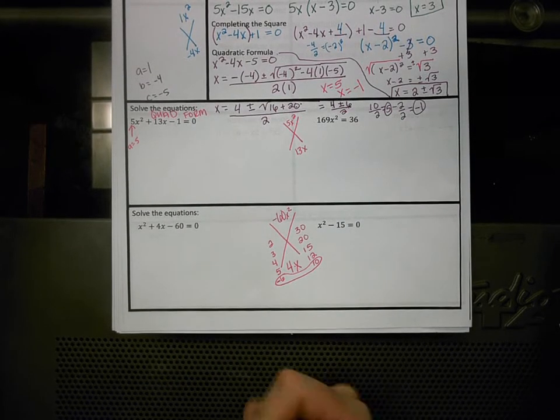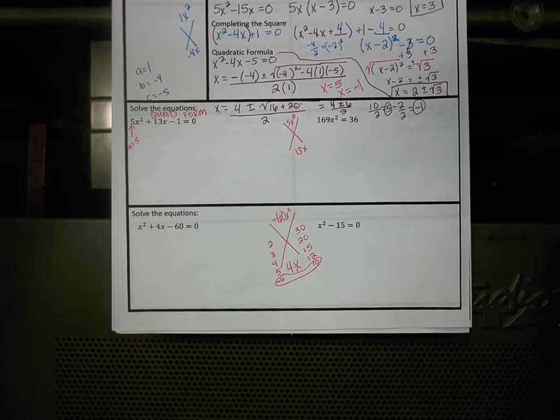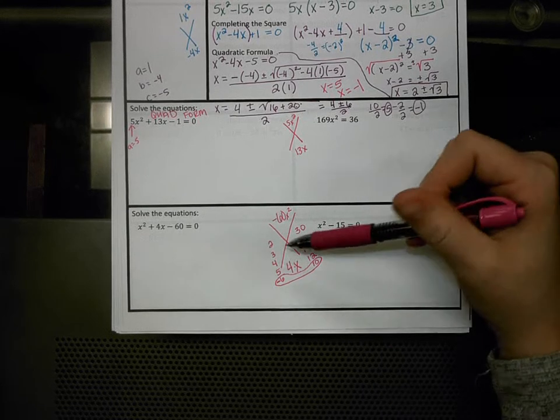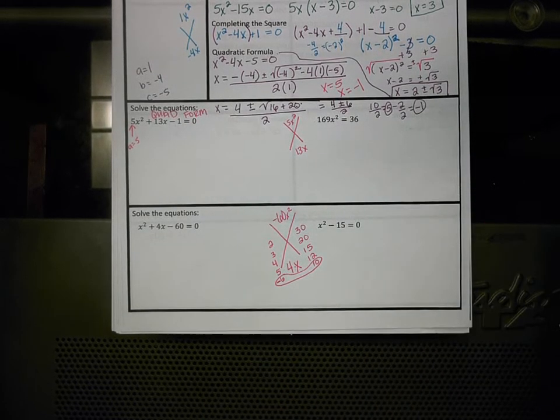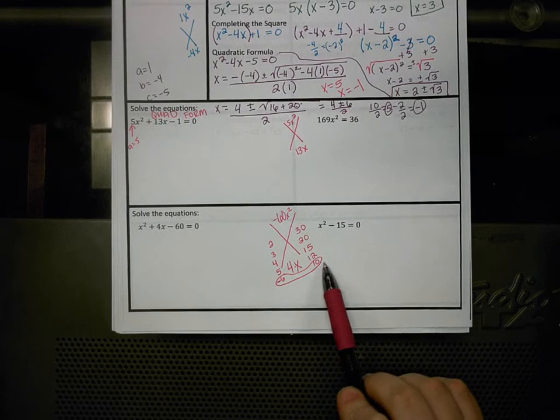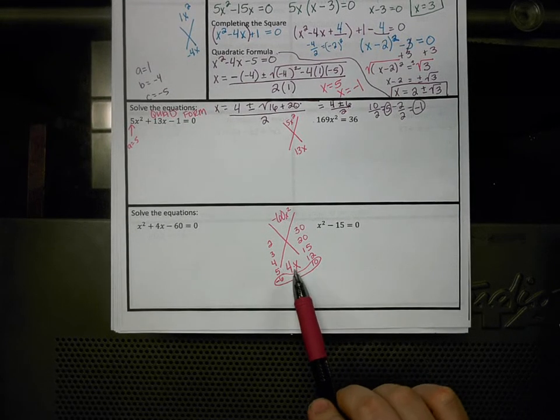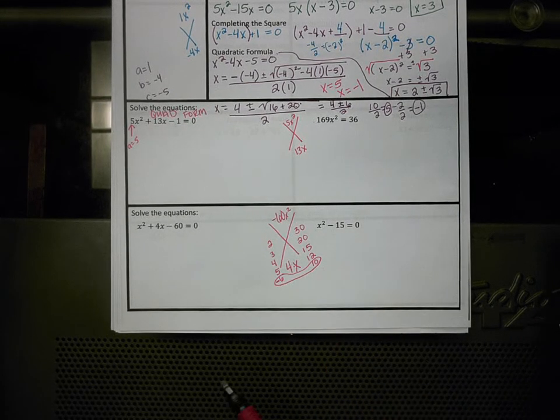Some of you might have already used the quadratic formula and finished it by now. I'm not sure. So I think I would factor this one because I would be able to easily see that 6 and 10 add to 4 and multiply to negative 60.